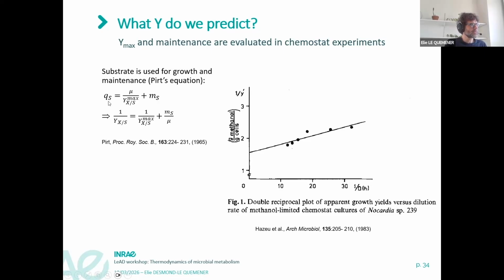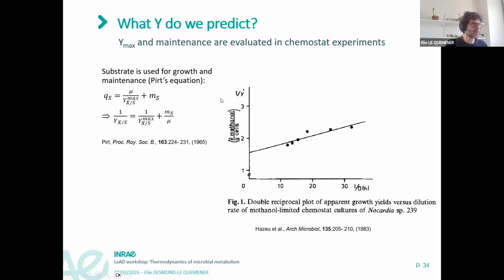Because if you know the Pirt equation, it makes a relationship between the consumption of substrate. So qS is the rate of consumption of a substrate. And what Pirt says is that when you consume the substrate, you consume some substrate for growth. This is what we have here. Mu is the growth rate, and Y is the yield. But you also have some substrate that is used for maintenance of the biomass, because you don't use all your substrate just for growth, you also use substrate for different things, movement and other things.